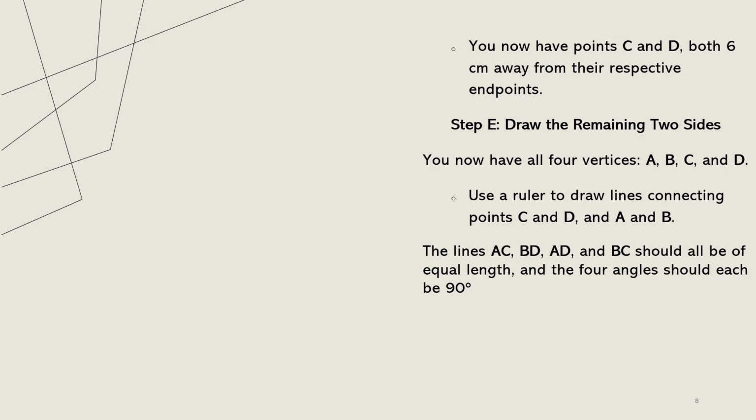You have points C and D, both 6 centimeters away from your respective endpoints. Then you draw the remaining 2 sides. So A, B, C, and D. Use your ruler to connect all those points, and the 4 angles should be 90 degrees.